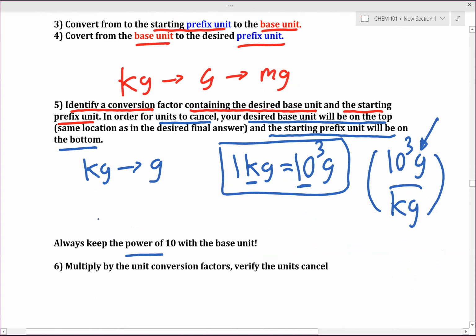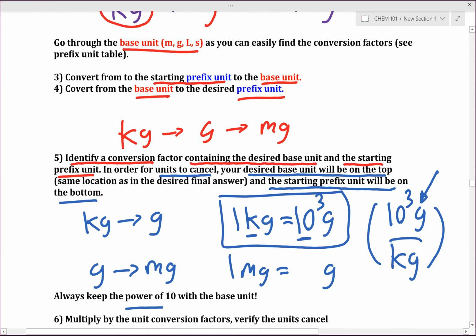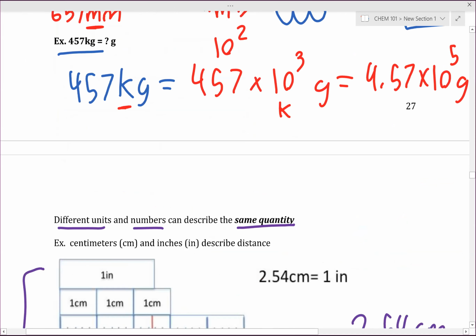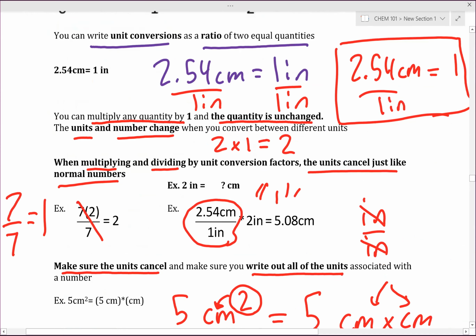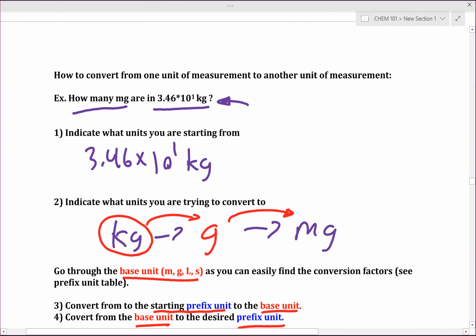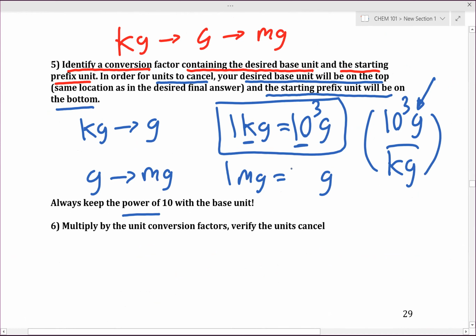Let's try a more complicated example. If we're going from grams to milligrams, so 1 milligram corresponds to how many grams? What does the milli prefix correspond to? 10 to the negative third. To help everyone along with this, I'm going to scroll all the way up to the table. So reading from the table, what power of 10 does the milli prefix correspond to? 10 to the negative third. Okay, perfect. So we have 10 to the negative third gram in 1 milligram.